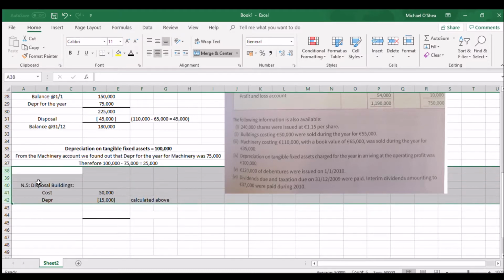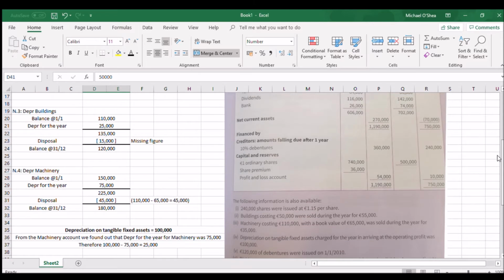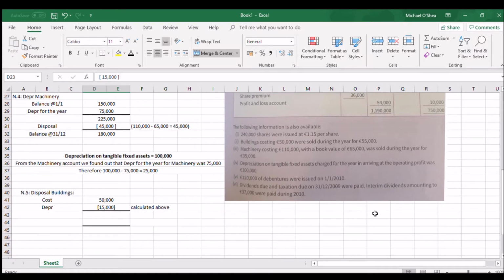So my disposal account for buildings: buildings costing 50,000 were sold. That's my cost. The depreciation we worked out here to be 15. What I'm trying to do for my disposal account is see did I make a profit or loss. So I need to find the net book value of the buildings and then find out how much I sold them for and find the difference, and that will determine whether I have a profit or loss. So I know they were worth 50,000, there was depreciation of 15,000 on them. That means they had a net book value of 35,000.